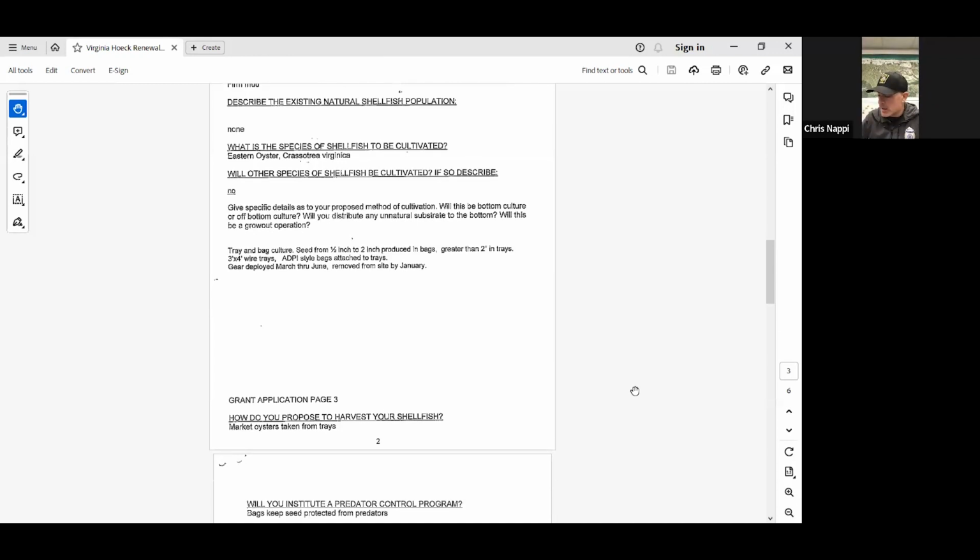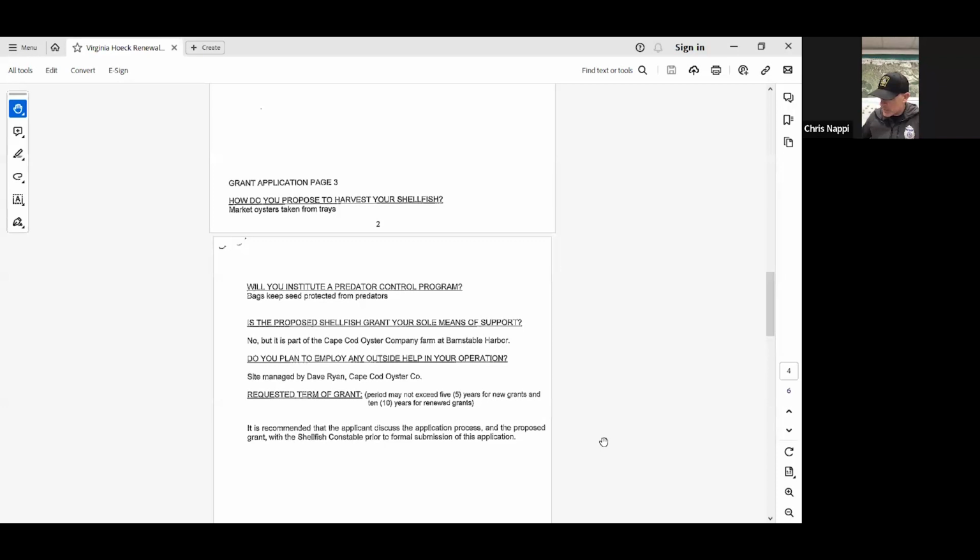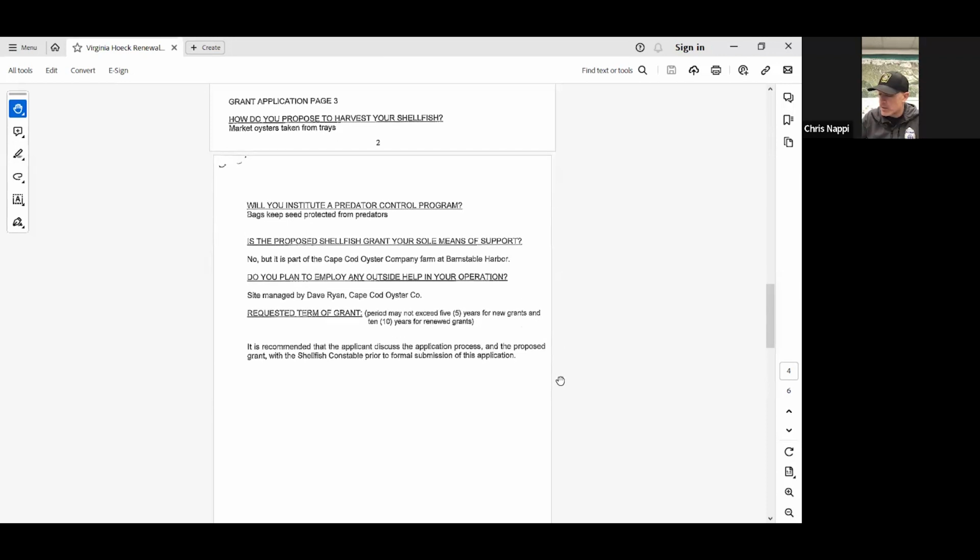It says tray and bag culture, seed from 1/2 inch to 2 inch produced in bags, greater than 2 inch in trays, 3 to 4 foot wire trays, ADPI style bags attached to trays, gear deployed March through June, removed from site by January. And how do you propose to harvest your shellfish? Market oysters taken from trays. And will you institute a predator control program? Stated here, bags keep seed protected from predators.